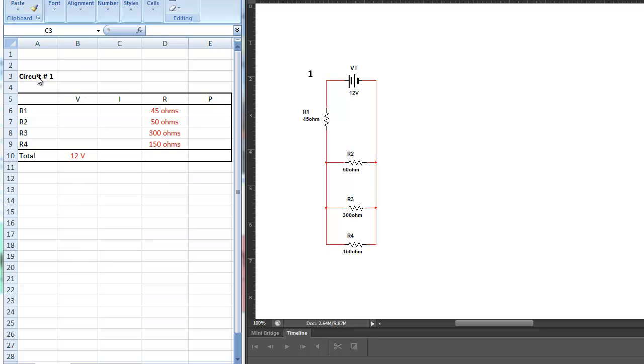So what I've got here, this is circuit number 1. All I've done, and I've placed it in red, so we know the values that we are given are in red, and then the values that we will calculate are in black. So if there's any problems, we know the problems will be in the black text.